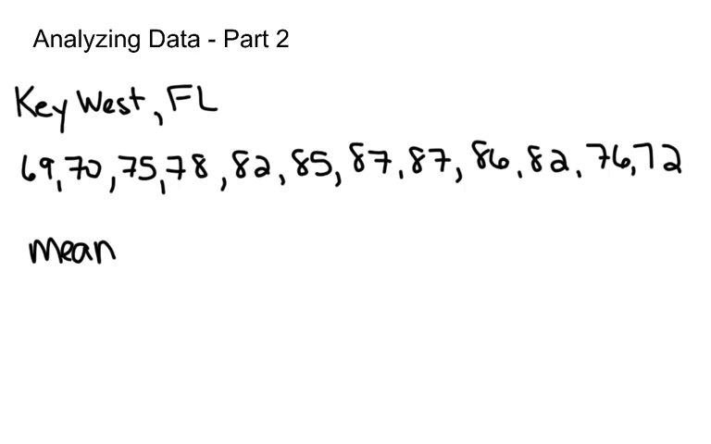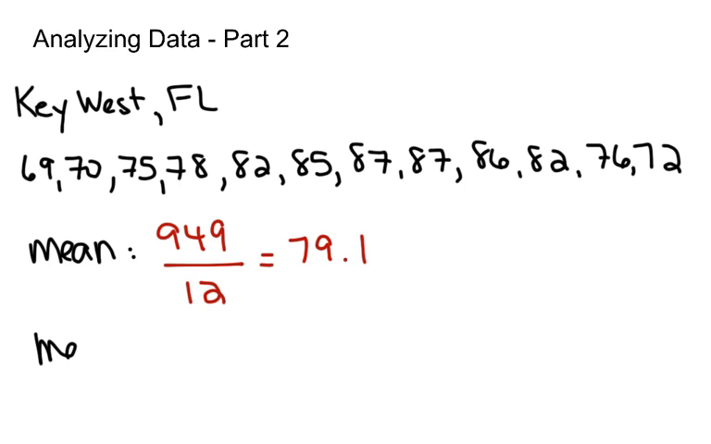Remember, the mean is the average, so you had to add them all up and then divide by the number of values you have, which is 12. And we found out the mean was 79.1 approximately. We wanted to know the median of the data, the middle number.